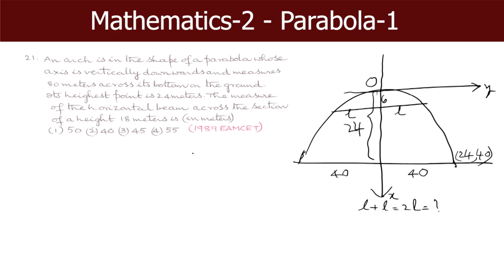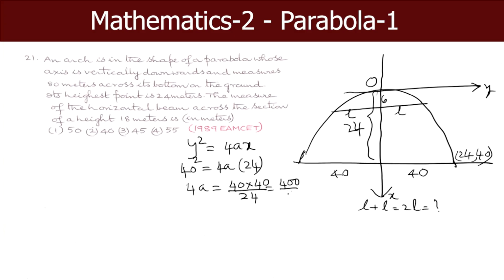పెరాబోలా ఈక్వేషన్ ఏమవుతుంది? వై స్క్వేర్ ఈక్వల్ టు 4ax. ఇందులో 24, 40 దీని మీద ఉంది అంటే 40² ఈక్వల్ టు 4a ఇంటూ 24. దీని నుంచి 4a ఈక్వల్ టు 40 ఇంటూ 40/24. 4 ఒకటి క్యాన్సిల్ చేద్దాం, 400/6. ఓకే దట్ ఇస్ 4a. ఇప్పుడు అంటే 4 కూడా క్యాన్సిల్ చేయొచ్చు, a కూడా 100/6 అని కూడా రాసుకోవచ్చు కావాలంటే. 100/6 నీకు సింప్లిఫై చేయొద్దు.